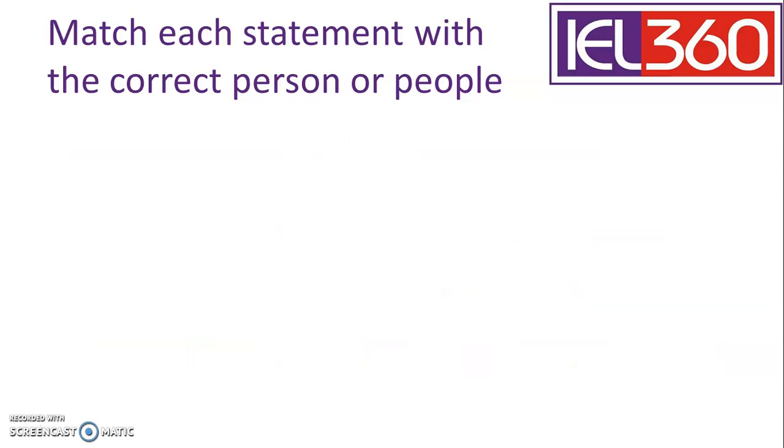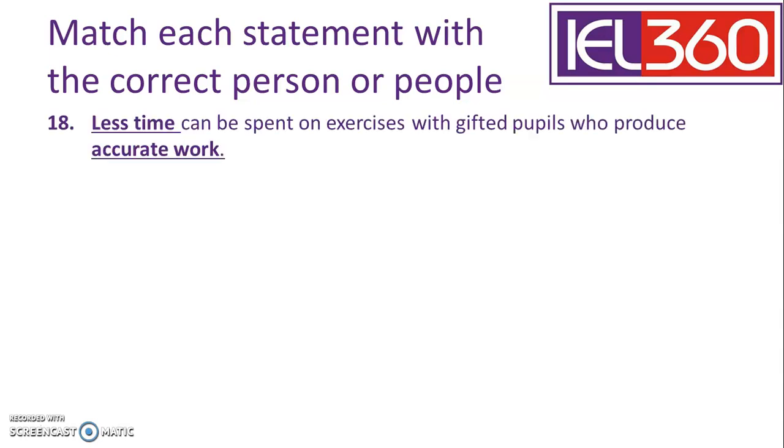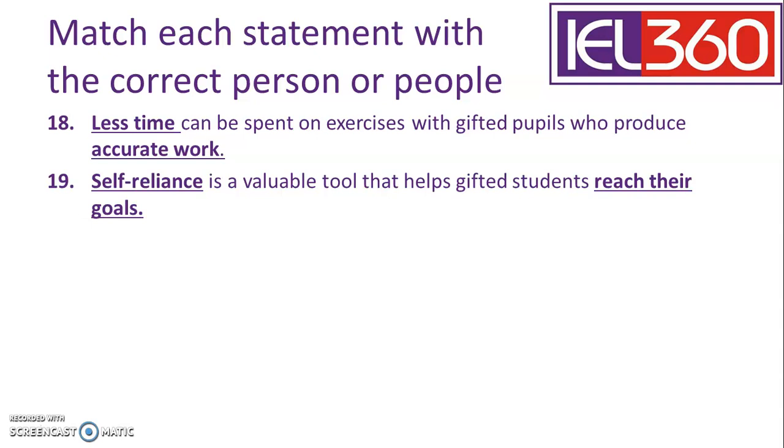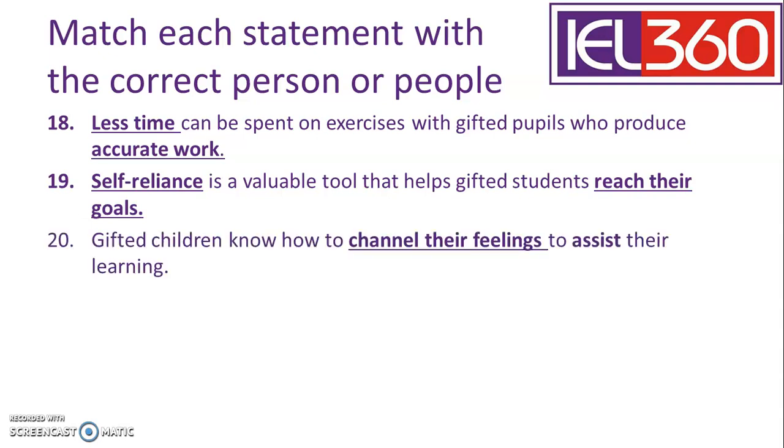So let's take a look at each statement and think about, again, what words we might scan for. So for 18, I'm going to highlight less time and accurate work. Again, gifted pupils is too general. Exercises, maybe that'd be useful, but could be said in a lot of different places. But how much time and accuracy of what they do, I think, is probably key. 19, I think I'm going to go with self-reliance and goals. Again, self-reliance is a fairly distinct concept that there's not too many ways of saying it. Goals, there's quite a few more ways of saying it, but they're pretty obvious.